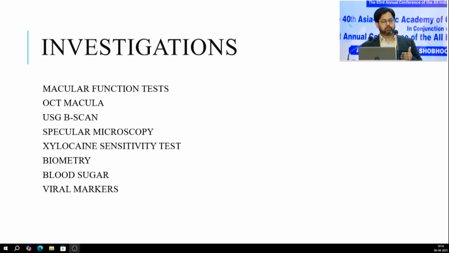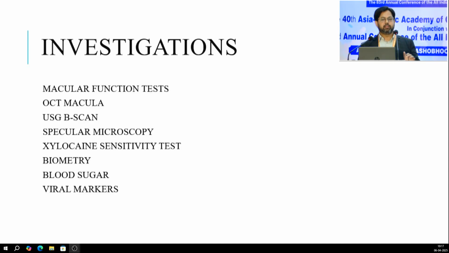Document the counts with specular microscopy, but then again, it comes with a cost. Not every practitioner would have this machine. So therefore, it's very important to have a specular reflection view on the slit lamp. Do a xylocaine sensitivity test if you are planning the patient under block. For investigations, blood sugar, fasting and postprandial is important. And I personally go for viral markers as well, but some people go for it and some do not.